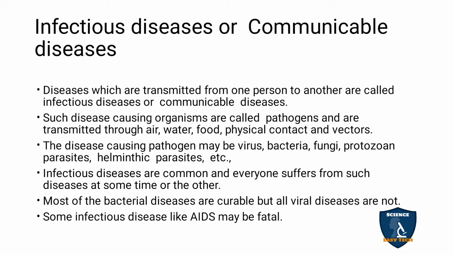For example, in malaria, the mosquito is a vector which carries the protozoan Plasmodium. Due to the Plasmodium only, the malarial fever comes. So the mosquito is the vector here. Even typhoid is communicated by houseflies. Houseflies are vectors here.